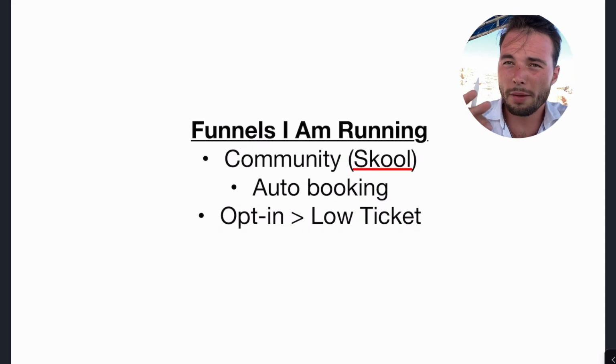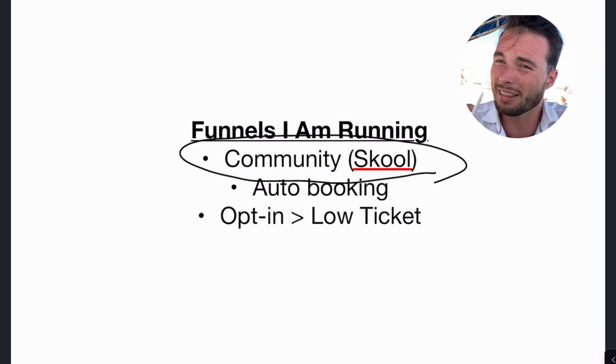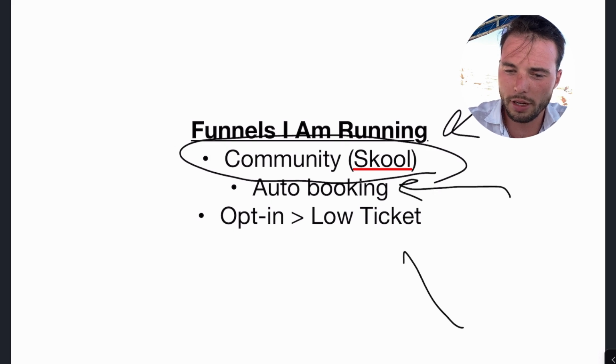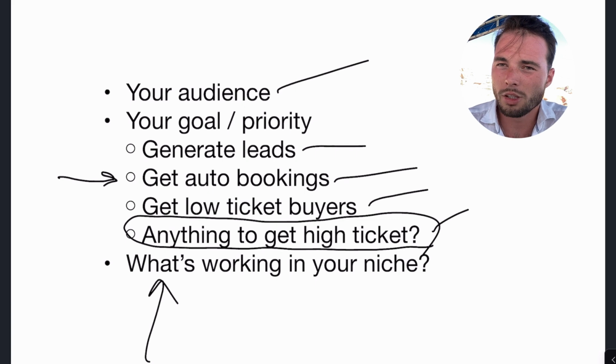Circling back as we wrap up this video, these are the funnels that I'm running right now, with the school community up here at the top being the highest one. Number one is school community. Number two is an auto booking. And number three is a low ticket product. I gave you all the examples when I was explaining it before. So, kind of recapping everything that we talked about.